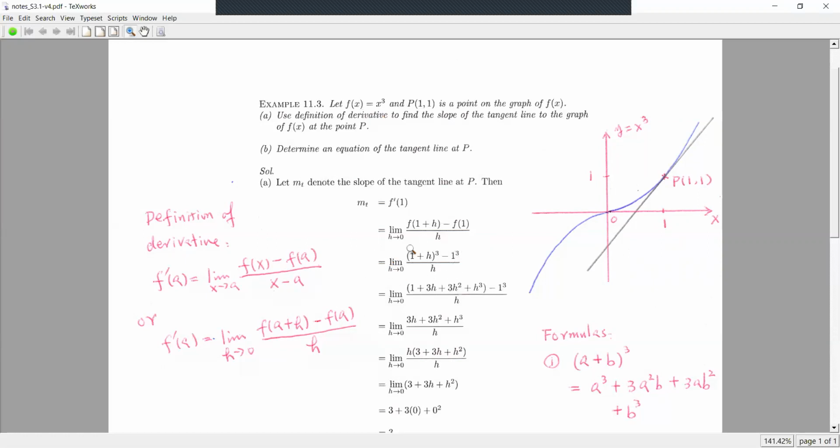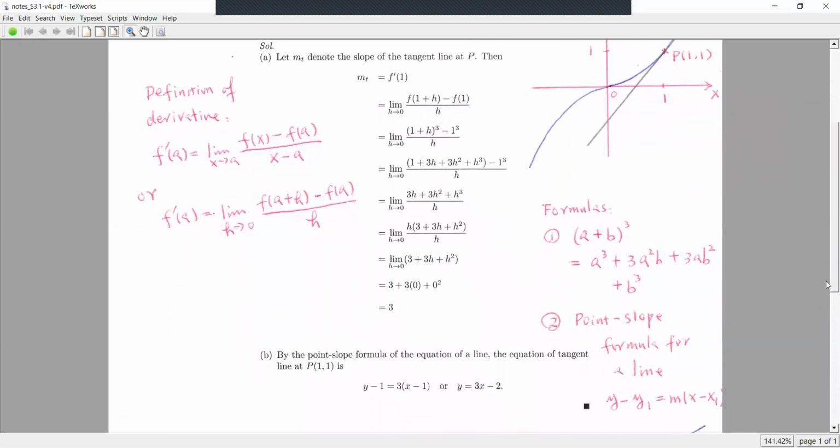To find this limit, by direct substitution, plug in 0 for h, but then we will have 0 over 0. We cannot tell the limit. To tell the limit, we need to simplify this fraction. How to simplify the fraction? I expand this power (1 plus h) to the third by this formula. Then I have this equation.